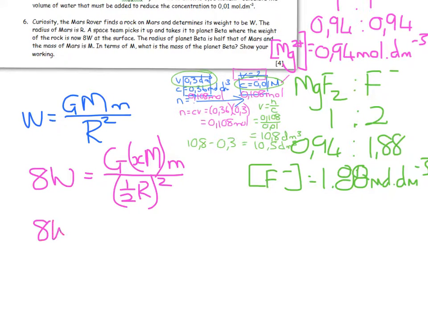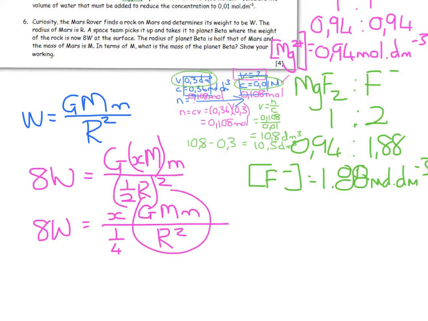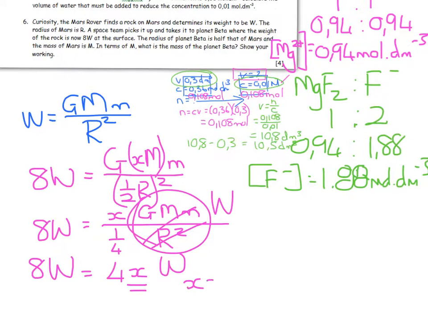I get 8W is equal to, bring X to the front, G M m, and a half squared is a quarter, to the front, R squared. This whole thing over here is W. Therefore, when I've got a quarter at the bottom, it turns into a 4. XW is equal to 8W. What must X be? X must be equal to 2, and therefore the mass of my new planet is 2m.